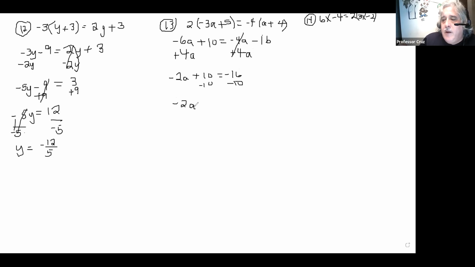And if we had done them just the opposite, in other words, put the a's on the right and the numbers on the left, they would have both been positive because look at this. 2a is equal to -26. a is equal to 13, and I heard 13 out there earlier. And you can check it back in there and see that it works.